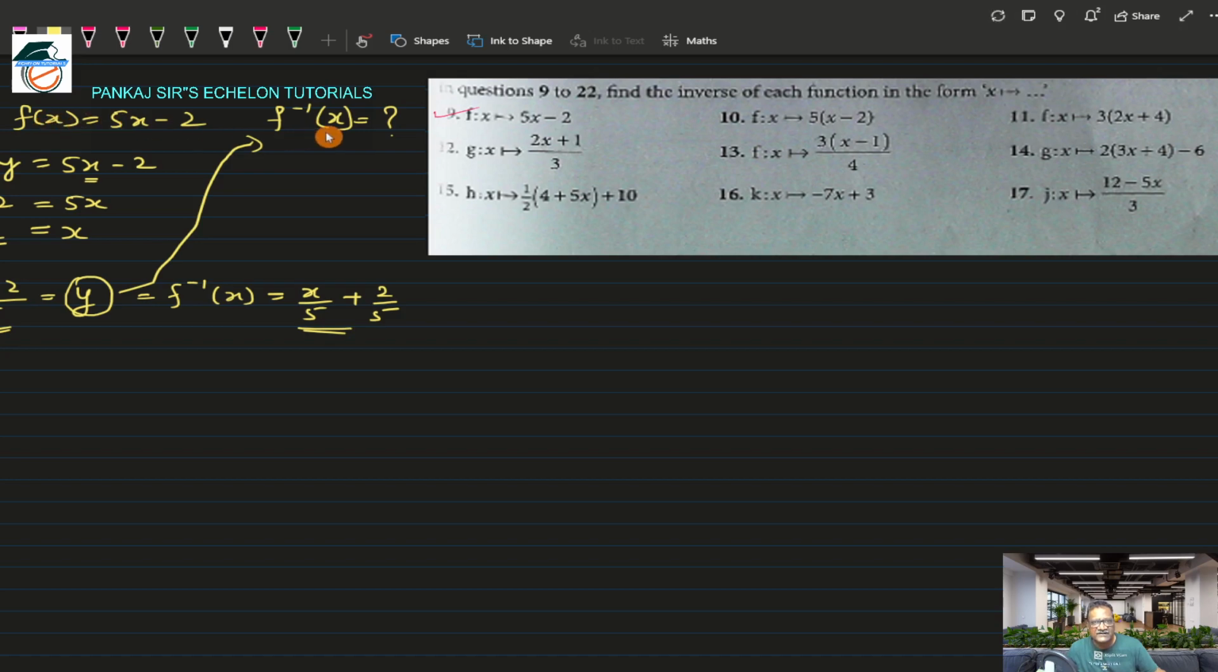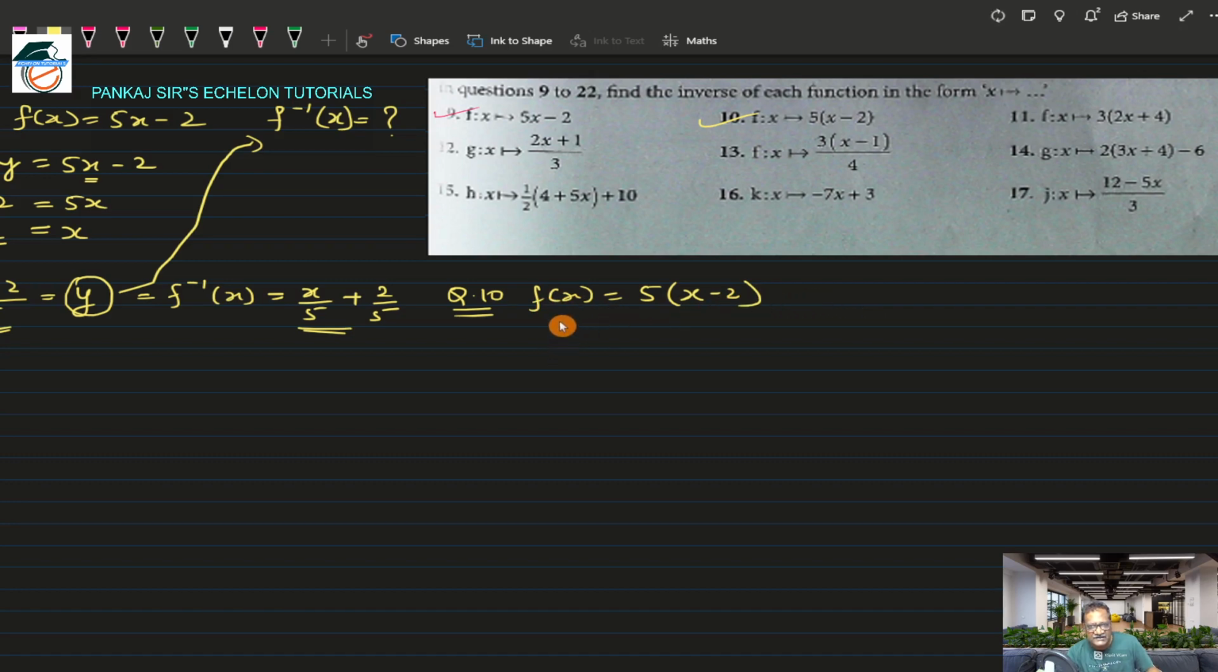Is that clear? Now shall we go to the second one, that is question number 10? Now let me verify the answers. Question number 9 we did now, x plus 2 upon 5. Yes, that's correct. Now let us move on to question number 10. What is this function? It is f of x equal to 5 bracket x minus 2. So you have to find out the inverse of this function.